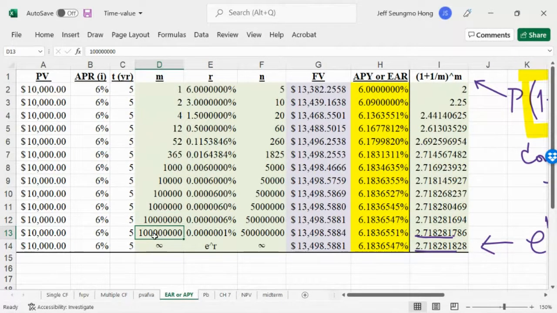Actually, 100 million compoundings per year is actually greater than compounding by infinity. But in other words, Euler's number captures continuous time. It captures continuous time, therefore continuous compounding.